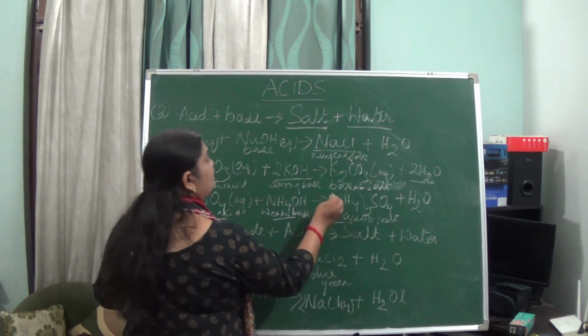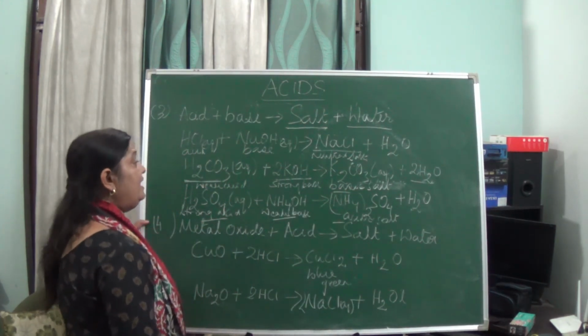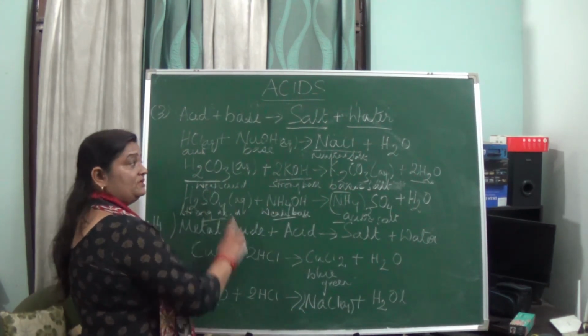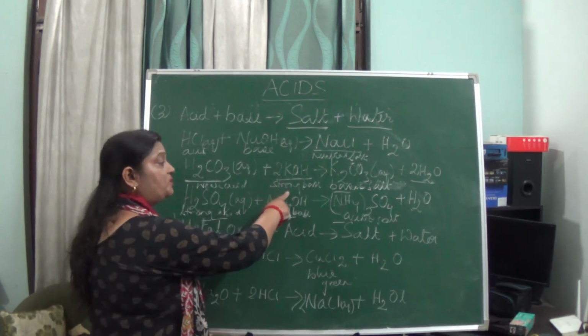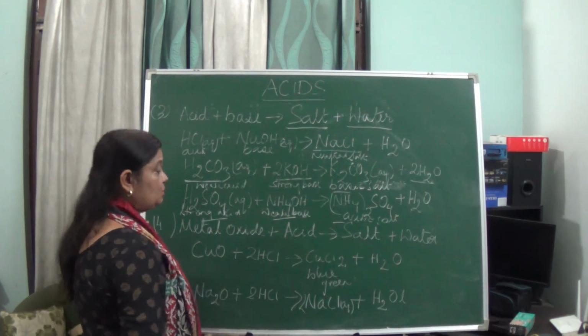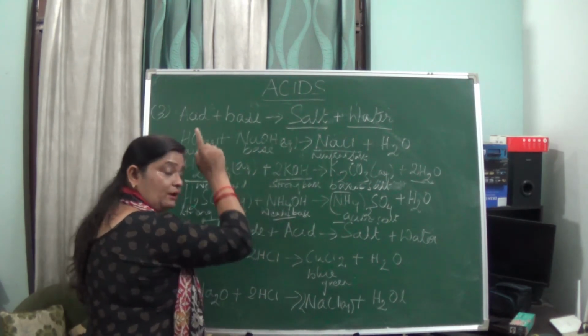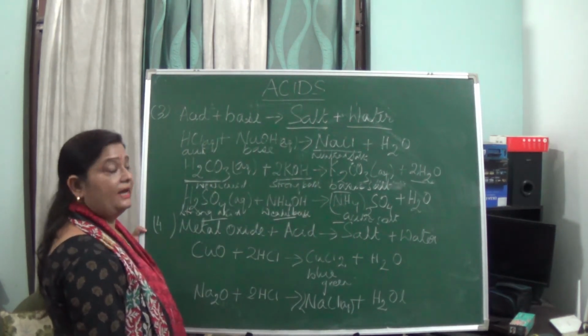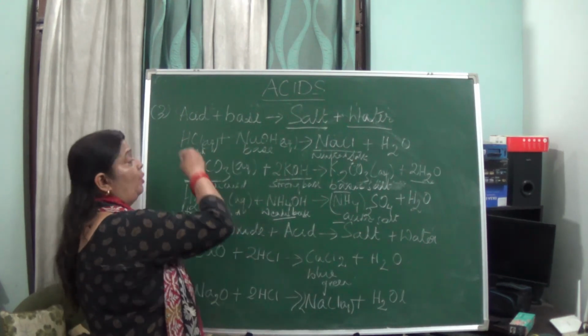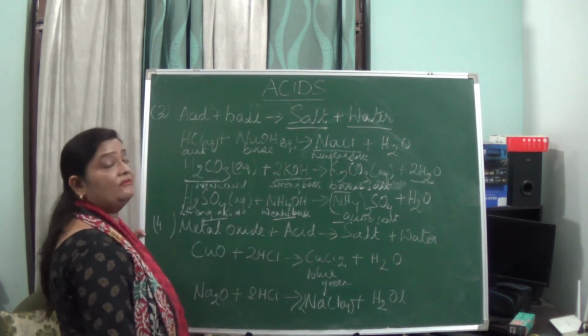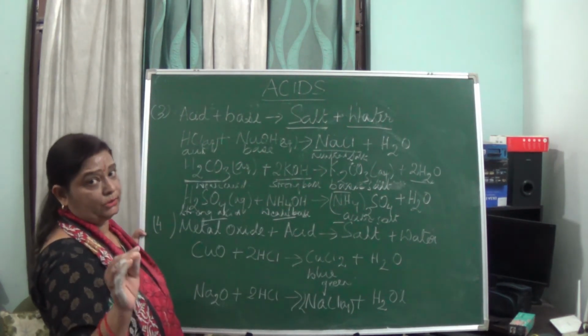You can understand how this acidic and basic is coming. If the acid used is weak and the base used is strong, we will get a basic salt. If the acid used is strong and the base used is weak, we will get an acidic salt. And if both are of equal strength, we will get a neutral salt.